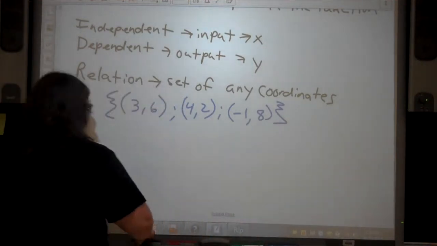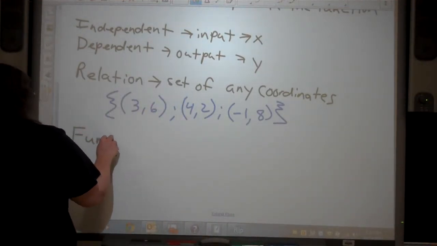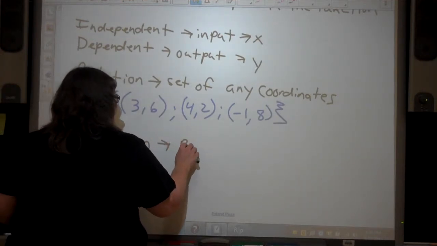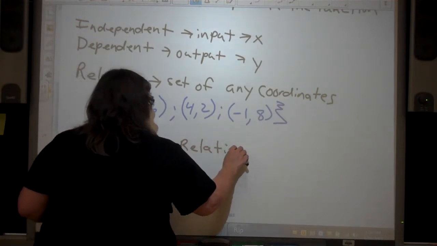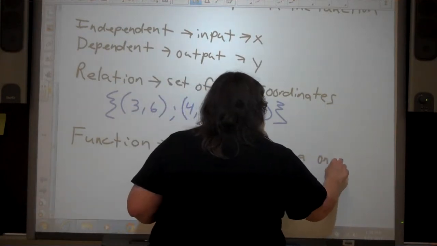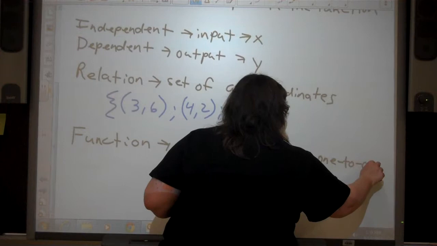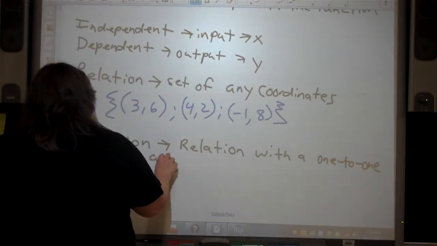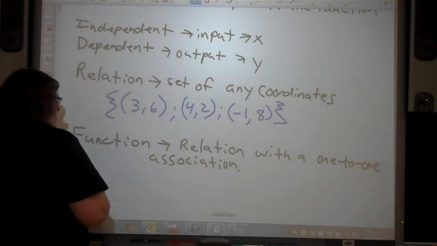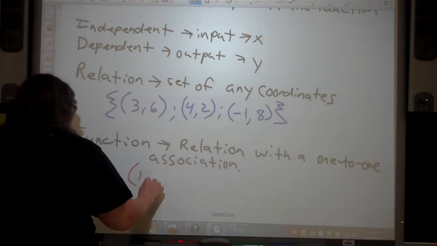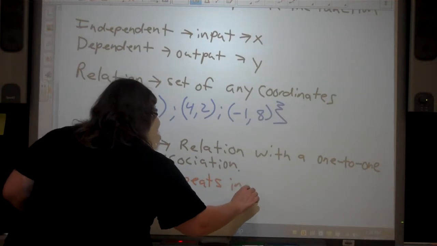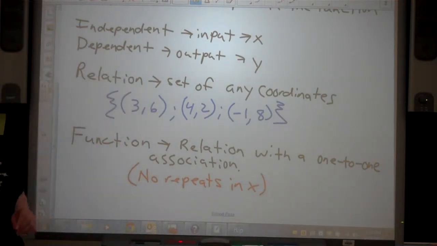Now, a function is a special type of relation. Okay, it is a relation with a one-to-one association. Okay, what that means is there can't be any repeat in the x.